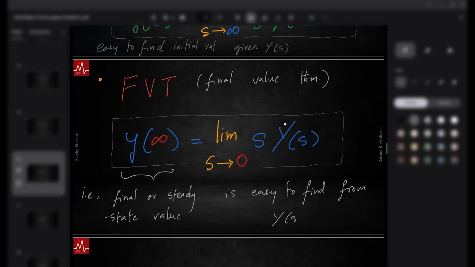Let's look at this question. X of s is the Laplace transform of x of t. What is the Laplace transform of dx by dt, with the initial condition 0? Can anyone answer this? I didn't share my screen.